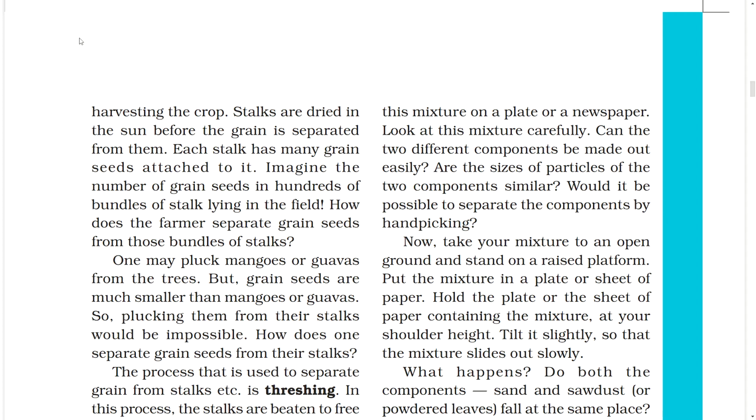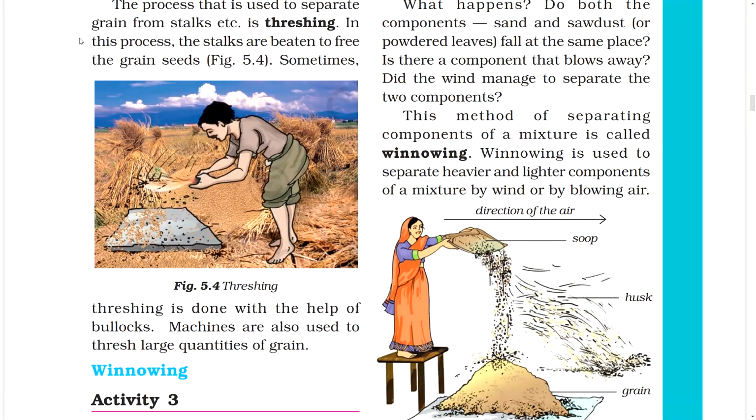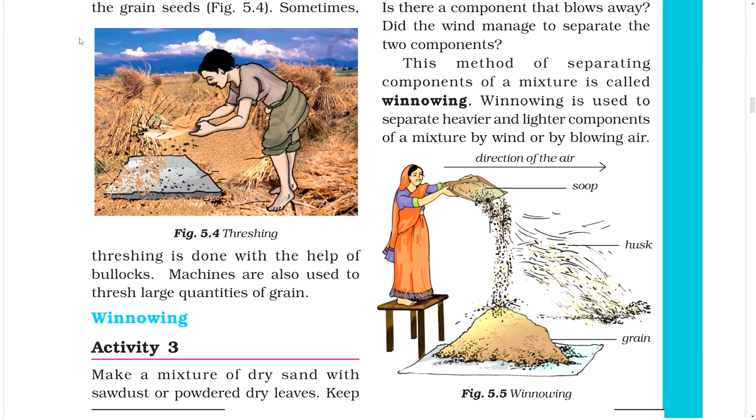The process that is used to separate grain from stalks is threshing. In this process, the stalks are beaten to free the grain seeds. Figure: Sometimes threshing is done with the help of bullocks. Machines are also used to thresh large quantities of grain.